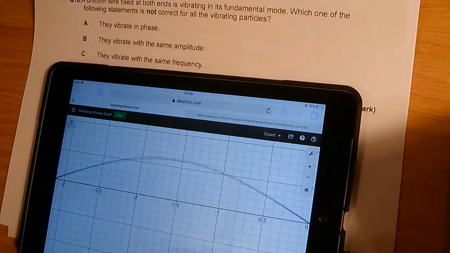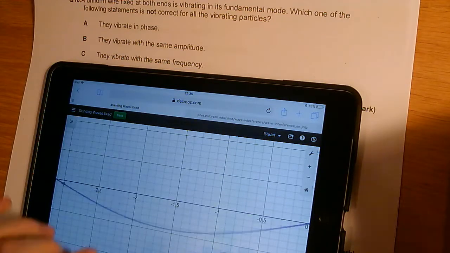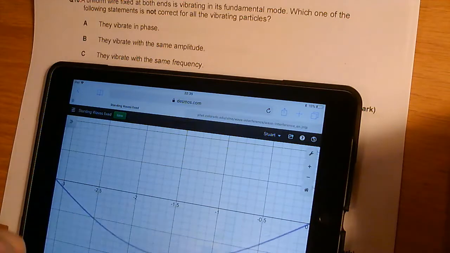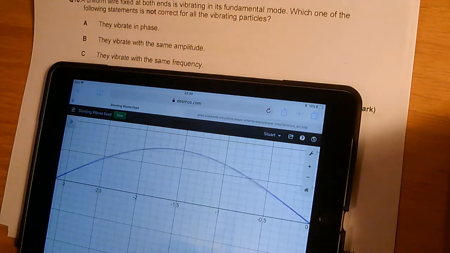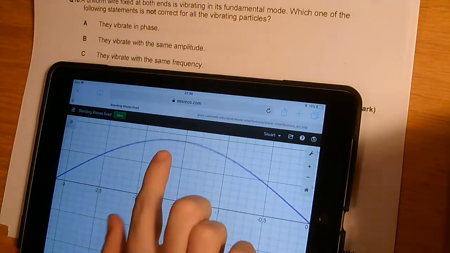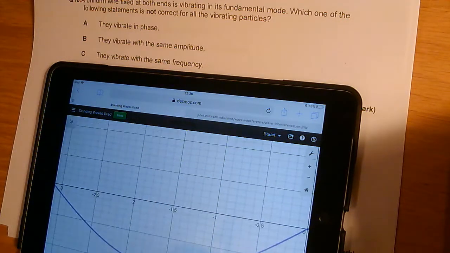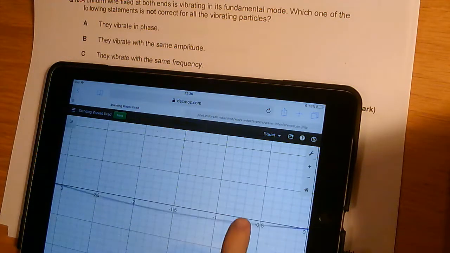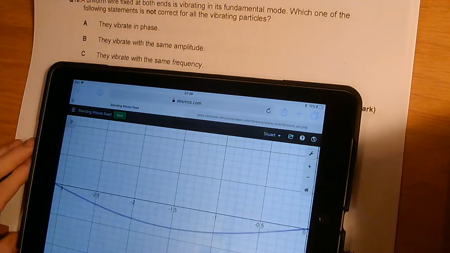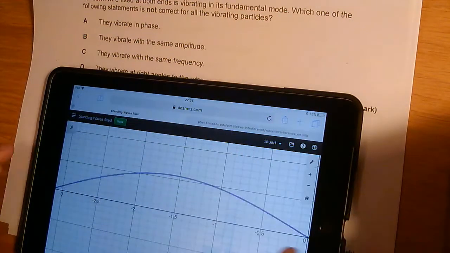They vibrate in phase. They're all doing that. Every single one of them is moving up at the same time, stopping at the same time, moving down at the same time. So that's correct. We're not going to go for A. They vibrate with the same amplitude. Let's see. Well, this one here is clearly vibrating with a large amplitude. This one here is vibrating with a small amplitude. So they don't vibrate with the same amplitude. B has got to be false. So the answer is B, but just for completeness, they vibrate with the same frequency.